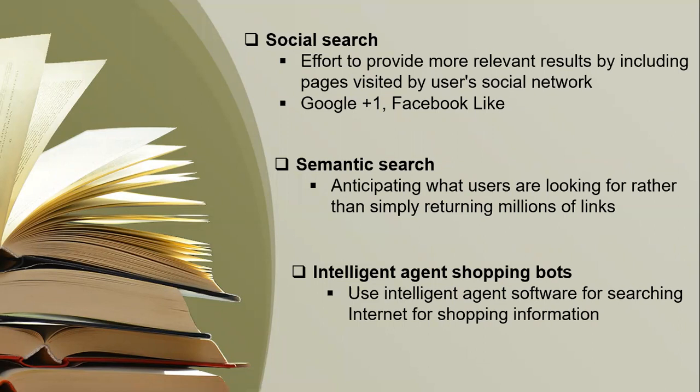Semantic searching. Another way for search to become more discriminating and helpful is to make sure the search engine understands what we are looking for. This is called semantic searching. The goal is to build a search engine that can really understand human language and behavior, and anticipate what the user is looking for, rather than simply returning millions of links.